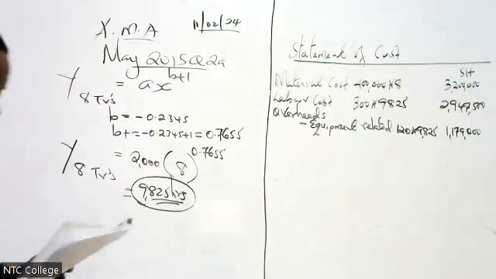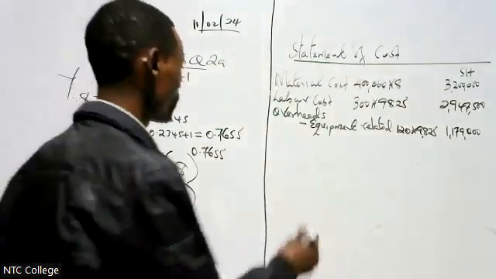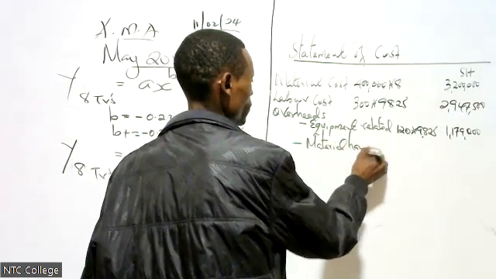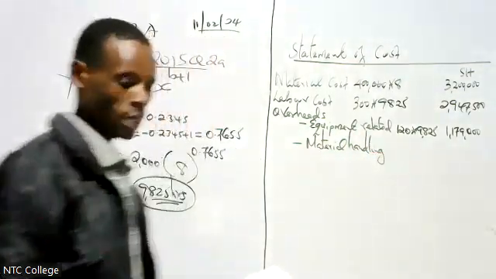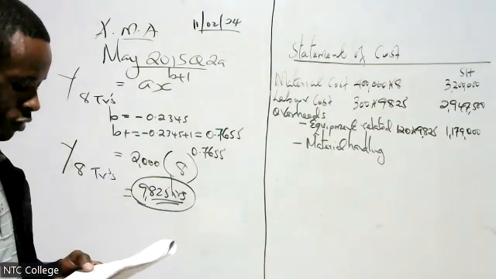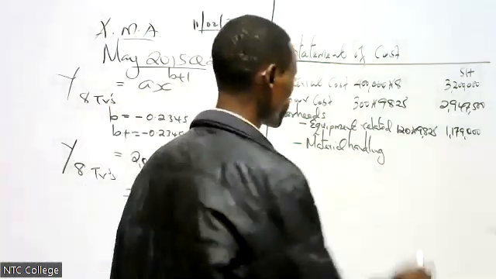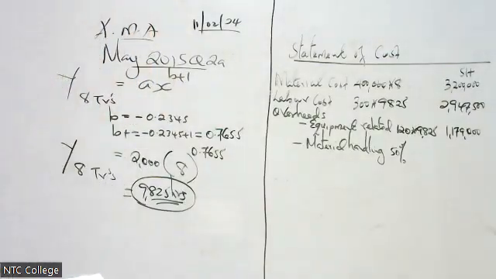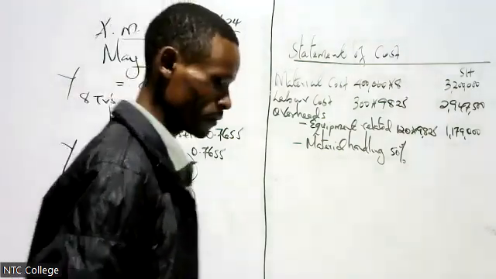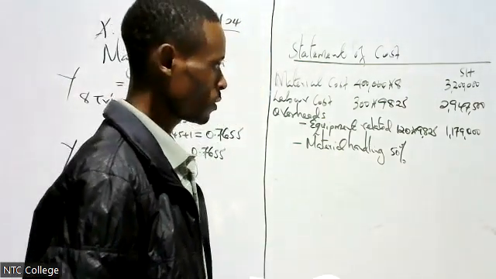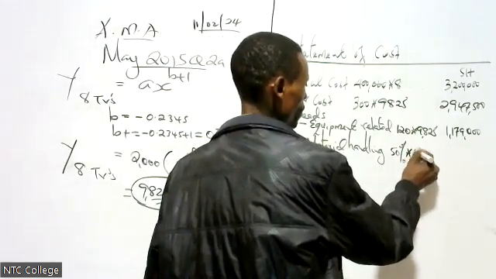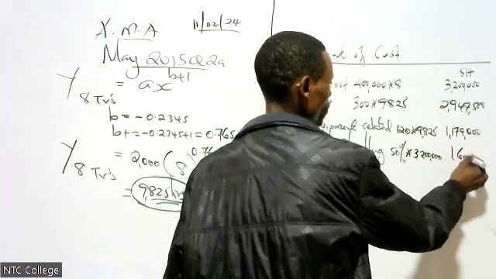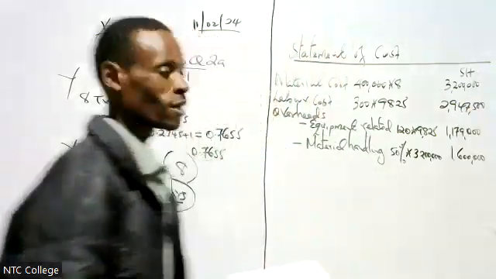All right. Then another overhead we have there, material handling. The overhead absorption rate is 50%. So 50% of direct materials, which is what? 3.2 million. So half of that, 1.6. And that's 1.6.